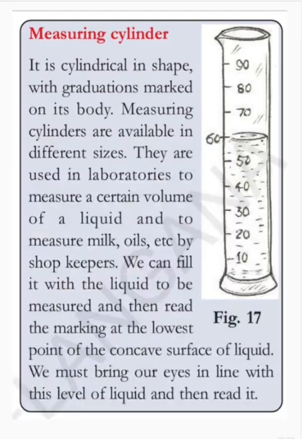A measuring cylinder is cylindrical in shape, with graduations marked on its body. Measuring cylinders are available in different sizes. They are used in laboratories to measure a certain volume of a liquid, and by shopkeepers to measure milk, oils, etc. We can fill it with the liquid to be measured and then read the marking at the lowest point of the concave surface of the liquid. We must bring our eyes in line with this level of liquid and then read it.